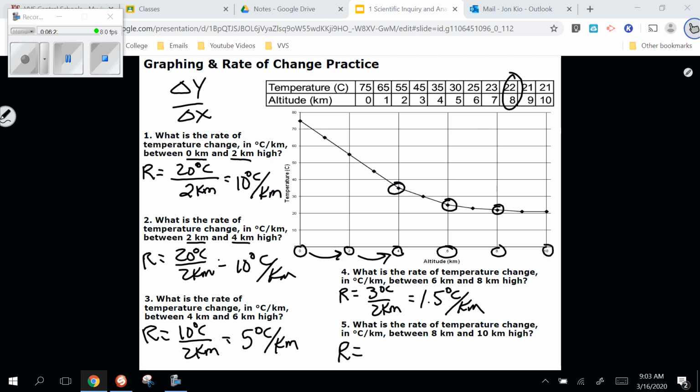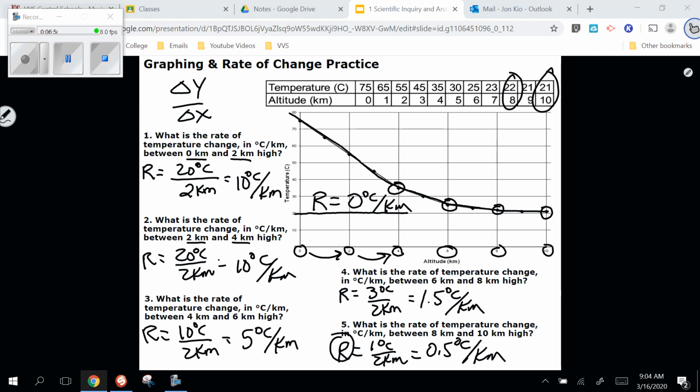And then finally, we're at 10, which is 1. So we're dropping down 1 degree, 22 down to 21. 1 degree over 2 kilometers is going to be 1/2 degree per kilometer. So as our slope gets less and less and less, as the slope levels out, our rate approaches 0. If you had a perfectly horizontal line, your rate would be 0 degrees per kilometer.